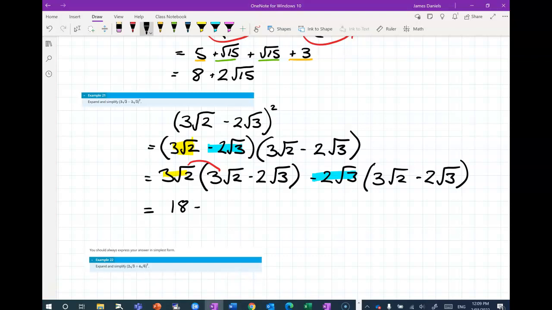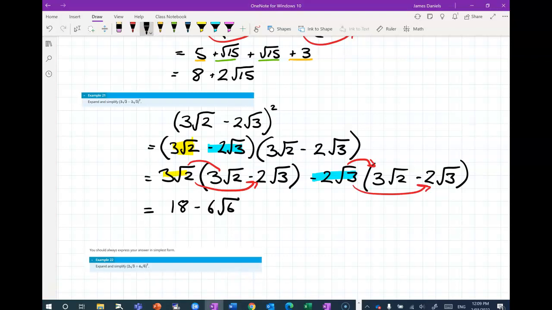Minus 3 root 2 times negative 2 root 2, times the number parts first. 3 times minus 2, minus 6, times the number part, we would get 6. All right, being careful over here. Oh, that was the second multiplication. Now we're going to do the third, followed by the fourth.